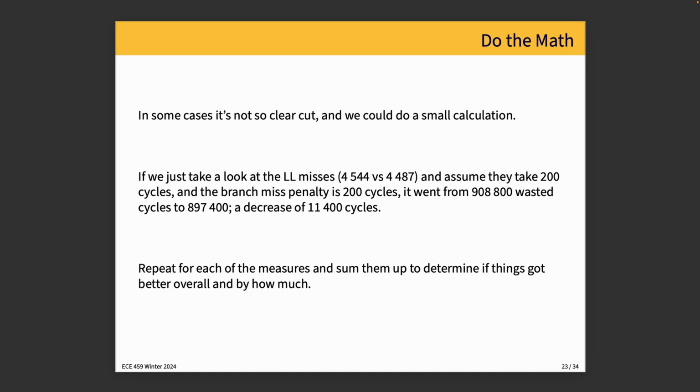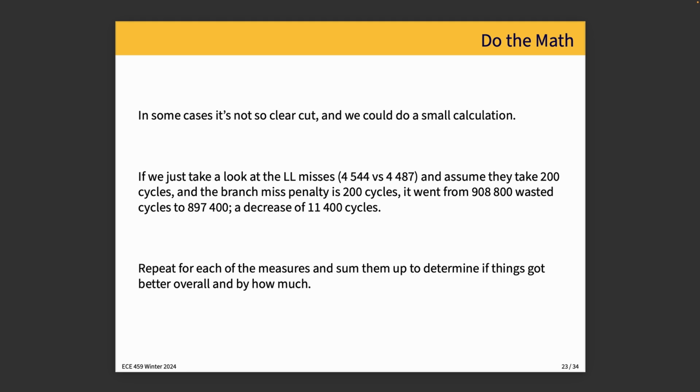In some cases it's not as clear cut, but we could do a small calculation. If we just look at the last level misses, there were 4,544 in the unoptimized version versus 4,487 in the optimized one, and we assume they take 200 cycles. And it says here the branch miss penalty is 200, but it shouldn't be 200. That should be like 20.